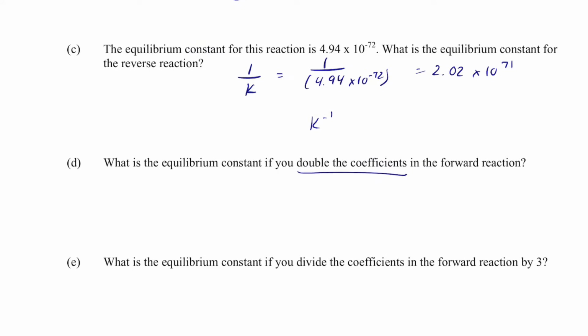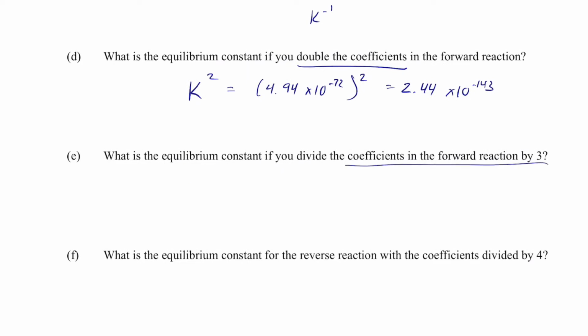We double the coefficients, which means we double the exponents. Well, K is always going to be to the first power, so we'll make it to the second power here. And we'll get 4.94 times 10 to the minus 72nd. We will square that, and we'll get 2.44 times 10 to the minus 143rd.